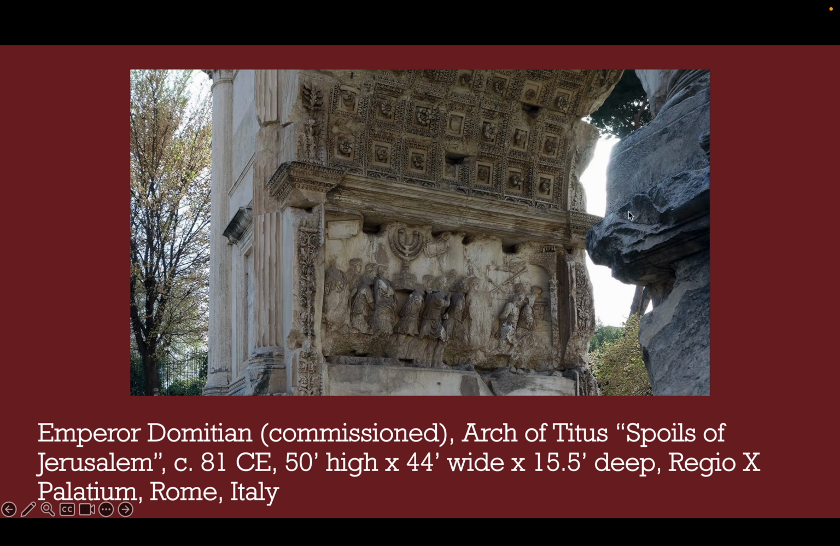So it does have inner reliefs that sort of tell you what's going on. So here we have a relief of the triumphal procession. It was celebrated in 71 CE after the Roman victory, culminating in the fall of Jerusalem. So it contains one of the few contemporary depictions of the artifacts of Herod's temple.